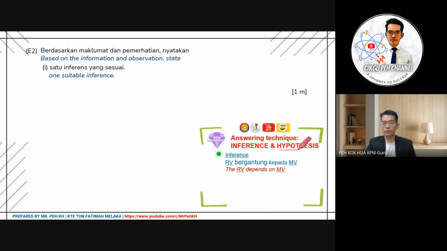Okay, so for inference we have the technique to answer. Here you can use this method: the RV depends on MV. Just now we are very clear already. Our RV will be the distance moved by the cardboard after the collection of the marbles, so it depends on the mass of the marbles, which is the MV for this experiment.